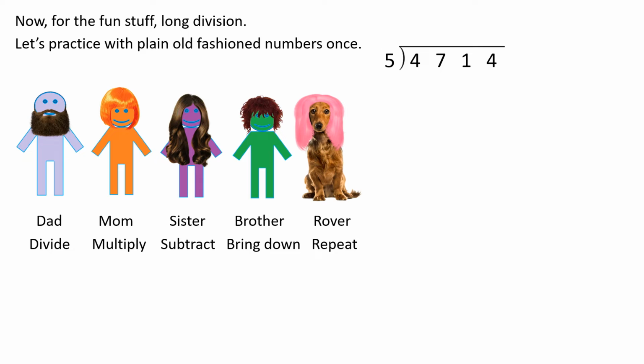Okay, so if I just got some plain old numbers, I'm like, okay, divide. Does 5 divide into 4? No. Does 5 divide into 47? Yes, 9 times. So I'm going to guess 9. Multiply. 5 times 9 is 45. Subtract. 47 subtract 45 is 2. Bring down. Bring down the 1.